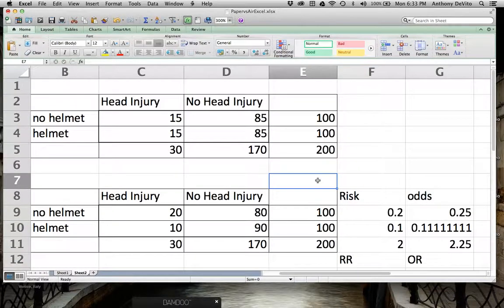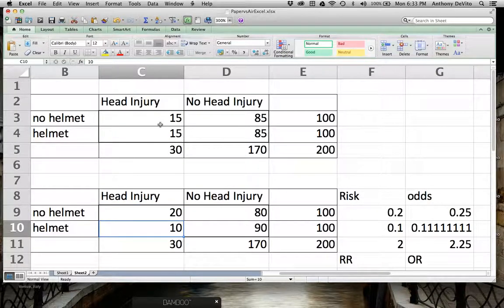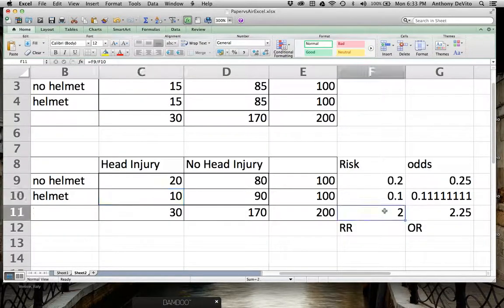And there's 2 ways that we can do this. One way is to look at the differences between these 4 cells. How different are these numbers, 15, 15 from 20 and 10 from the 15, 15 that we would have expected. And the other way is to examine our odds ratio and our risk ratio to determine whether or not they'll give us a hint as to how likely it is that the differences are due to chance or not.